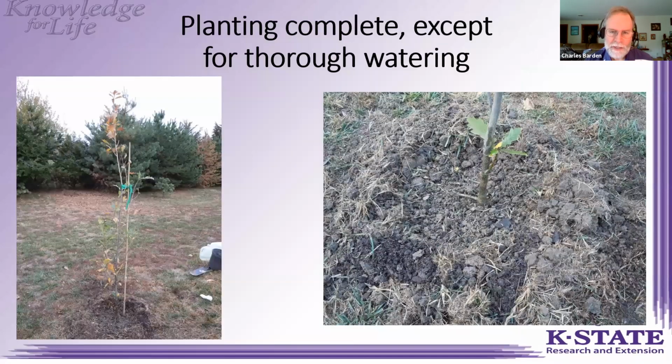Here the planting is complete except for a thorough watering. You can see our lateral root is right at the soil surface as it was before. We have a little bit of berm around the edge of the planting hole, a little bit of a raised area here. So as we add water in, we make a bit of a reservoir around the tree, and then the water percolates down through the soil.